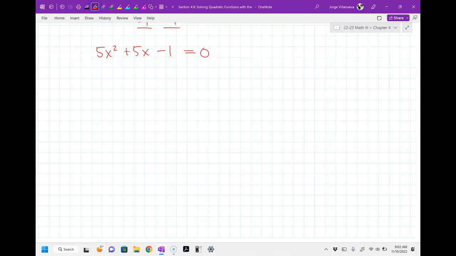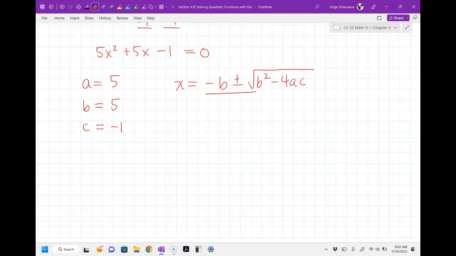So what's my a term here? That's a 5. What about my b term? 5. And my c? Negative 1. All right, my formula: x equals negative b plus or minus the square root of b squared minus 4ac, over 2 times a. If you ever want to know how they figured this out, I can show you. Maybe I'll show you when we do completing the square, because that's part of it.